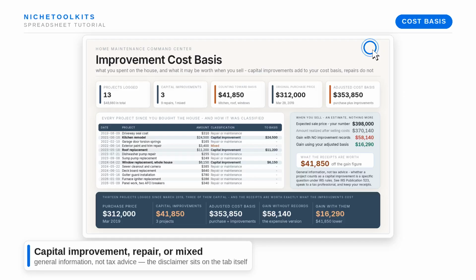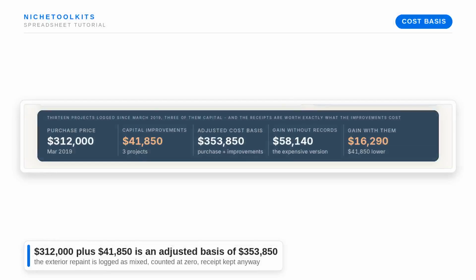You type the date, the project, the amount, and a classification: capital improvement, repair, or mixed. 13 projects logged here since 2019. 3 of them capital. The kitchen remodel, the roof, and the whole house windows come to $41,850. Add that to the $312,000 purchase price, and the adjusted cost basis reads $353,850.